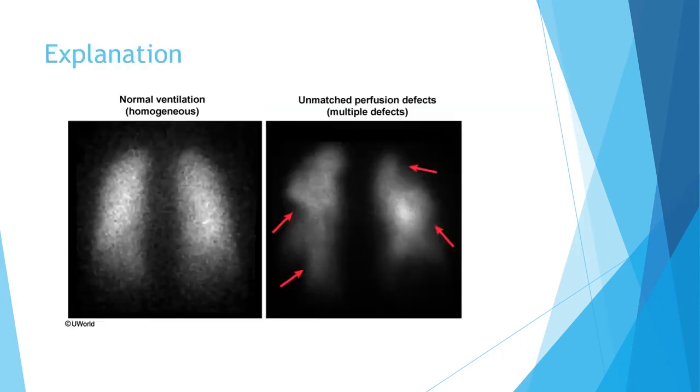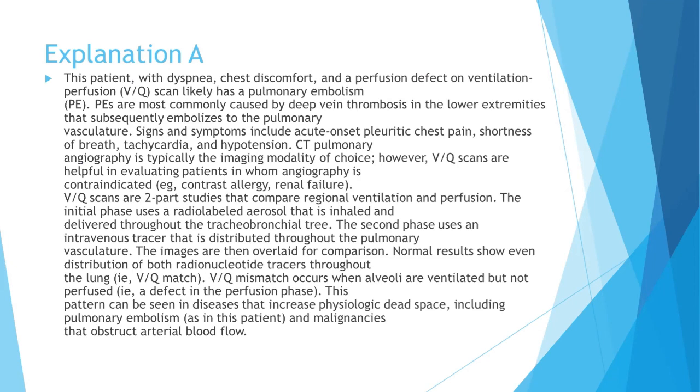Here you can see this is a normal ventilation, where there is a homogeneous distribution of the tracer material. But in these areas, there is abnormal or unmatched perfusion. This is a picture of multiple defects, but there can even be a single defect, and in most cases there is only a single defect. So this patient with dyspnea, chest discomfort, and a perfusion defect on ventilation perfusion scan likely has a pulmonary embolism.